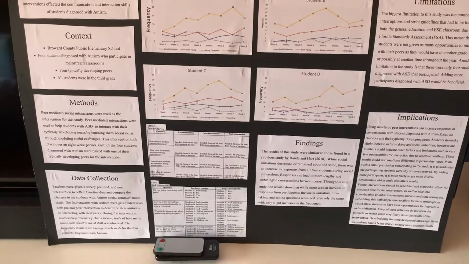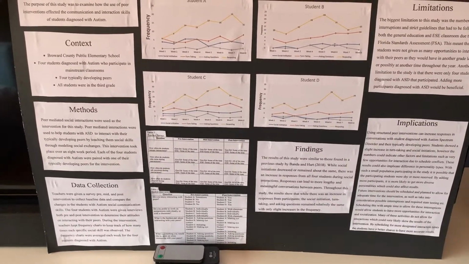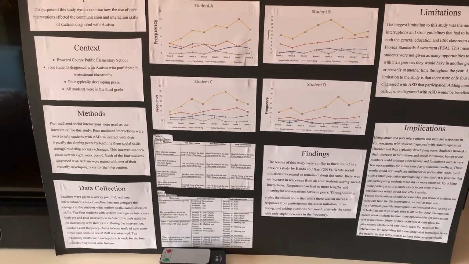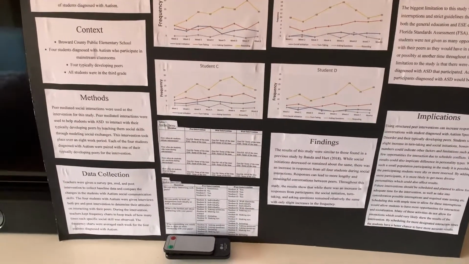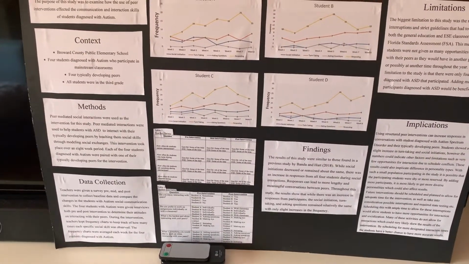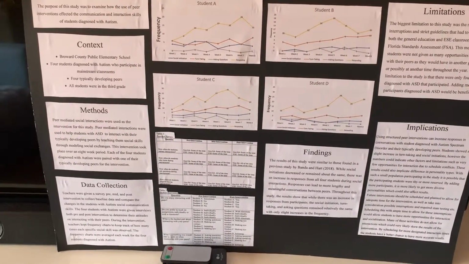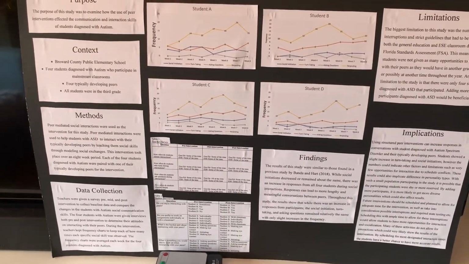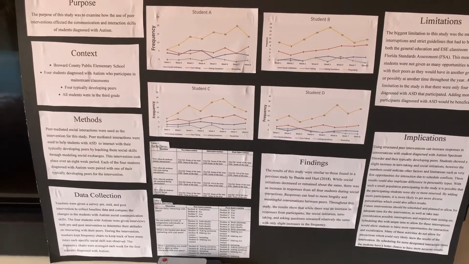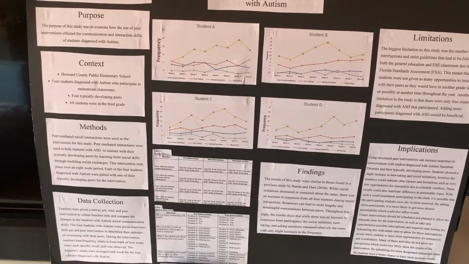For data collection, teachers were given a survey pre, mid, and post-intervention to collect baseline data and compare the changes in the social communication skills of the students with autism. The 4 students with autism were given interviews both pre- and post-intervention to determine their attitudes on interacting with their peers. During the intervention, teachers kept frequency charts to keep track of how many times each specific social skill was observed. The frequency charts were averaged each week for the 4 students diagnosed with autism.